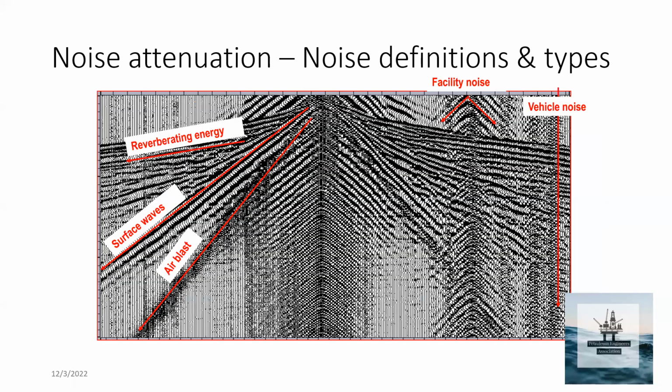That's an example of different kinds of noise on the shot record. We have reverberation energy, surface wave, air blast, facility noise, vehicle noise. And this is ground roll noise. Most of this noise is produced during the acquisition process. Some of it could be avoided during acquisition, and this will also be taken care of in our main course. Some of this noise can be taken care of during acquisition, and some of it is handled in the processing center.